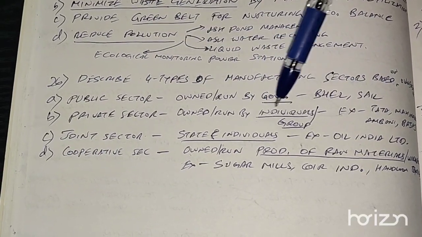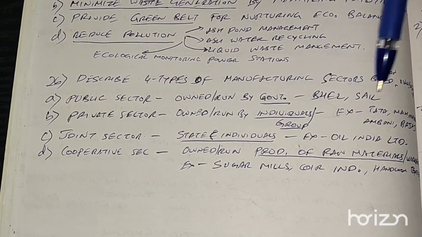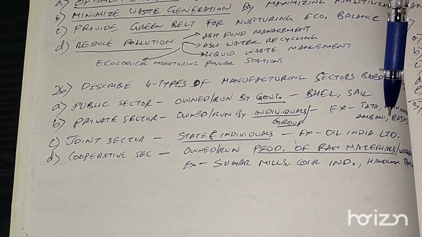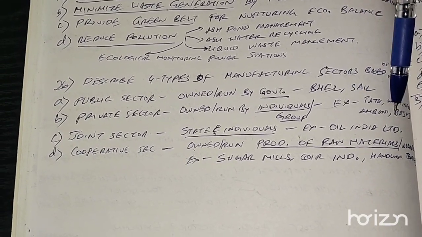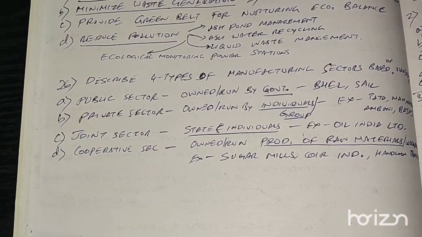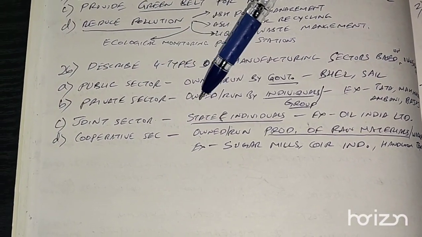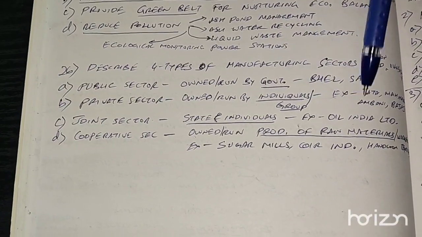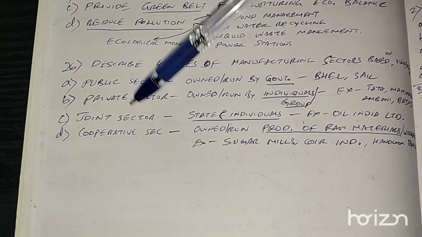Private sector is owned and run by individuals or groups. For example, Tata Motors run by Tatas, Mahindra's, Ambani, Reliance, or Bajaj Industries. These are run by individuals or groups. Joint sector, where government or the state and individual together run it. For example, Oil India Limited is a joint sector.